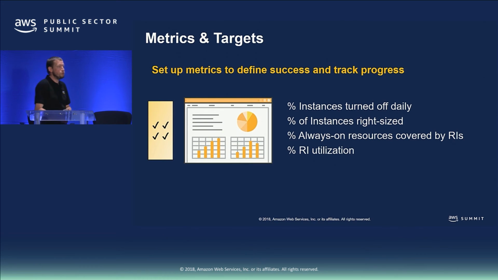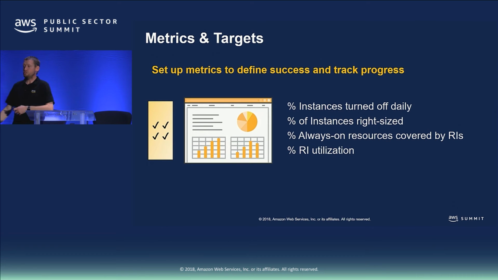So you might want to see, we want to hit a metric target of 80% of instances should be turned off on a daily basis. Non-production instances, that is, not production. You may want to look at how many you right size. So you may want to have some sort of check that makes sure that all instances are running at least 70% capacity, for example.